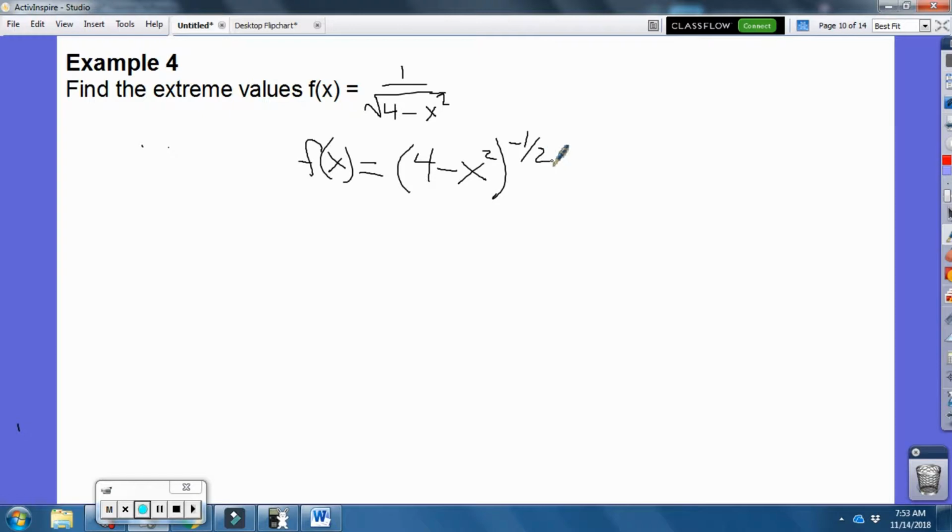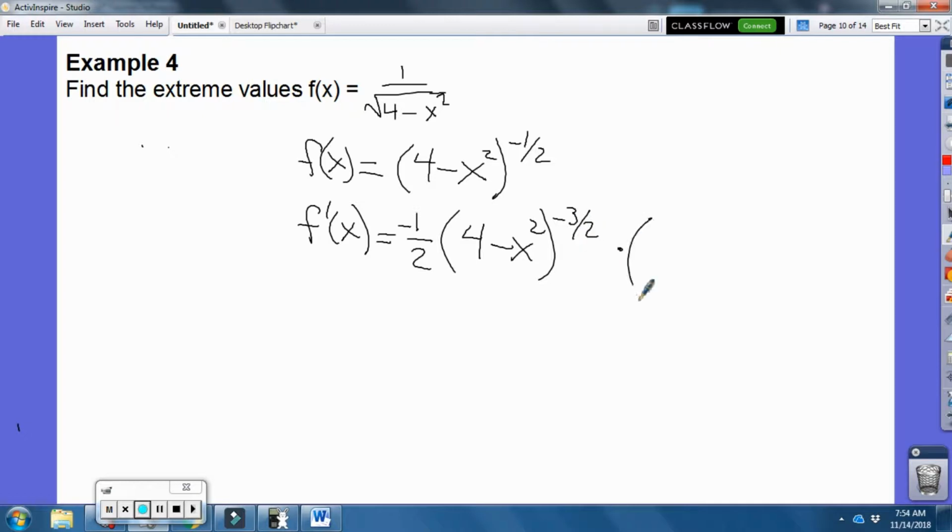So now that I have it written like this, I can use the chain rule to take the derivative. So I have f prime of x equals negative 1/2 times the quantity 4 minus x squared, and I subtract 1 to get negative 3/2 here. And then I'm going to multiply that by the derivative of the inside, which is negative 2x.